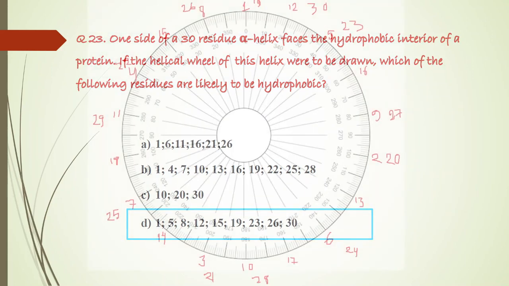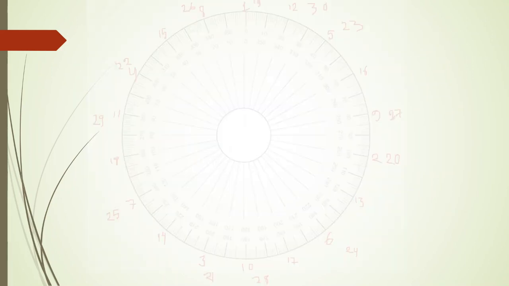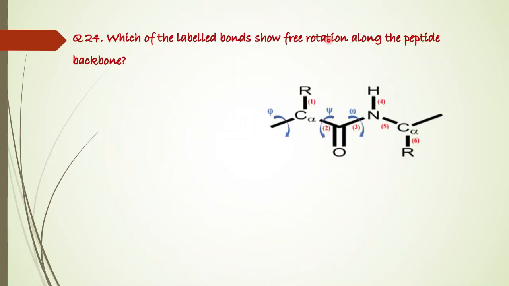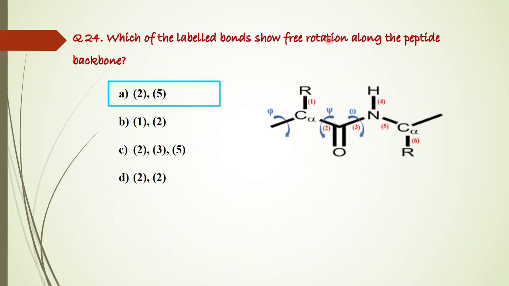With this, let us move to the next question. I will not spend much time on all of these questions because we have to discuss week 3 as well. This is a very easy question, so I'll quickly discuss it. It states which of the labeled bonds show free rotation along the peptide backbone. We all know this. The correct answer should be 2 and 5.